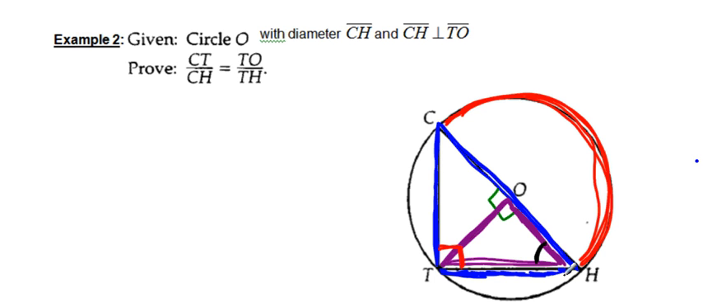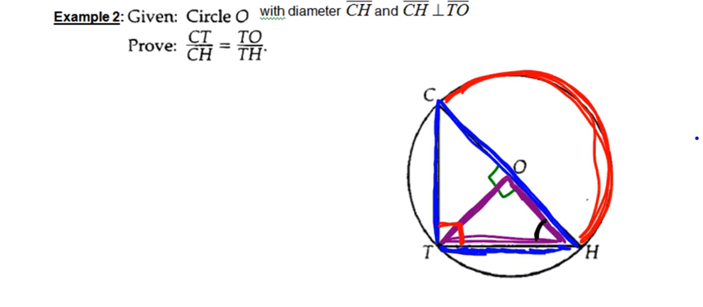So I've got a red angle in the blue triangle congruent to a red angle in the purple triangle. I've got the angles at H congruent in both triangles. That's going to make my triangles similar. So I'm going to go ahead and start out by talking about circle O. And there's my abbreviation for circle. The fact that CH is a diameter is important because that tells us where the semicircle is. So I'm going to include that in my givens.